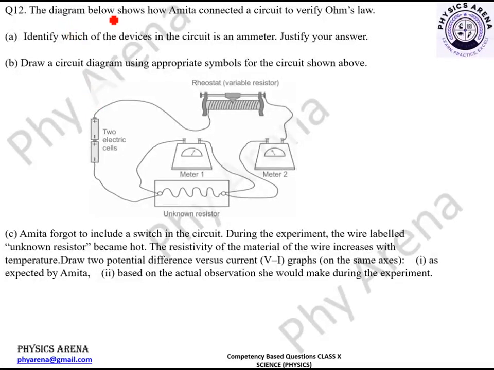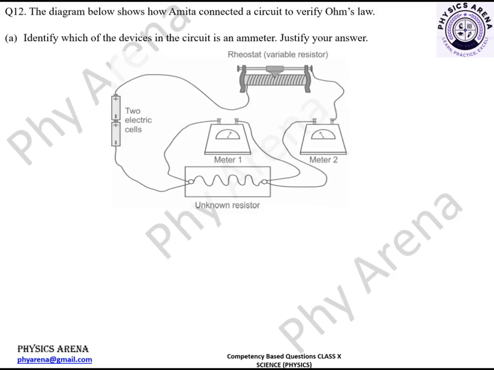Question 12. The diagram below shows how Amita connected a circuit to verify Ohm's law. We need to answer the three parts given. So let's take part 1. It says, identify which of the devices in the circuit is an ammeter, and then we need to justify our answer.